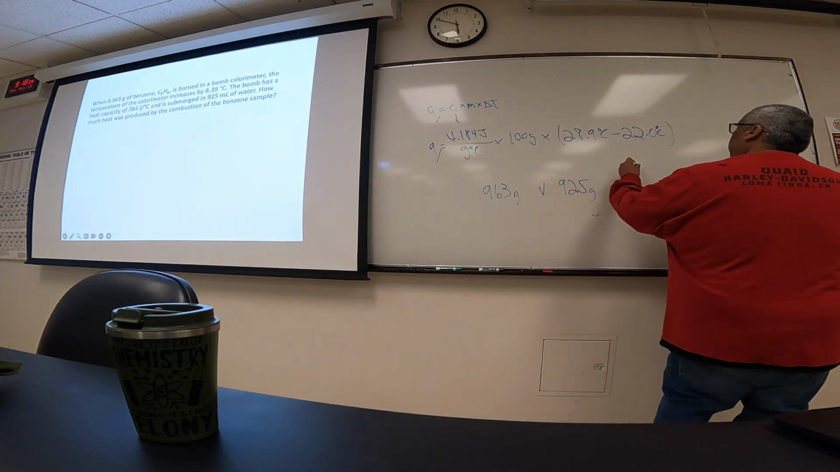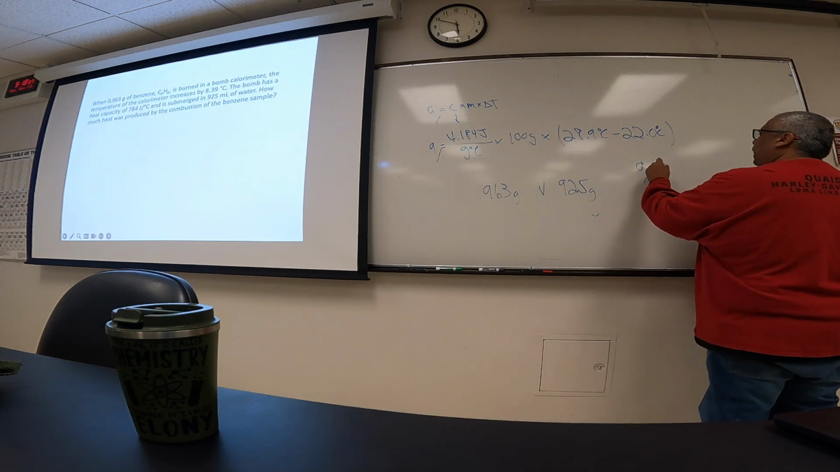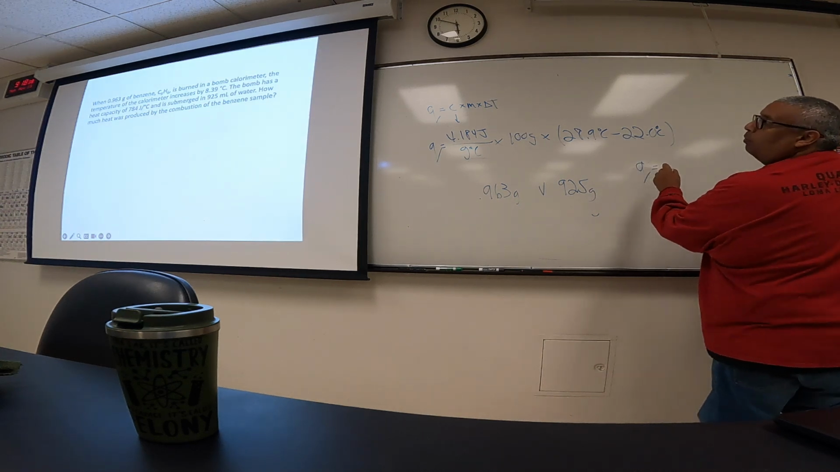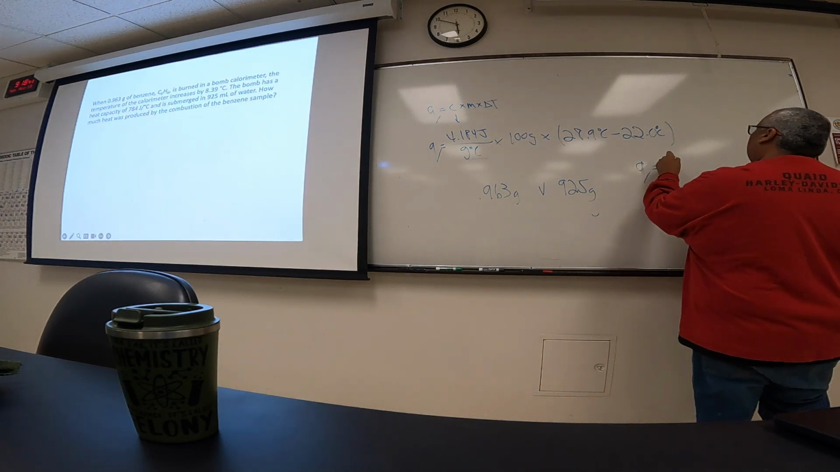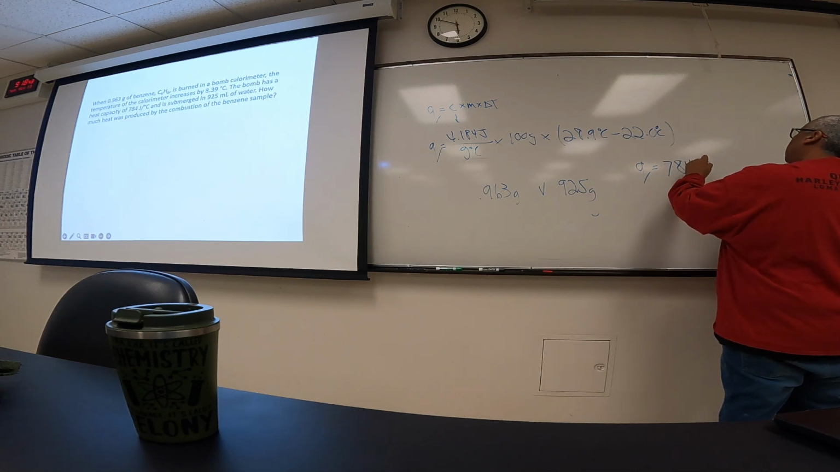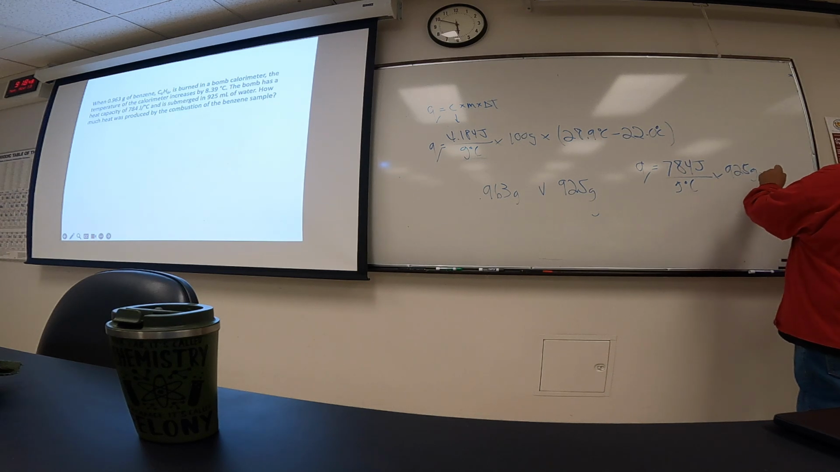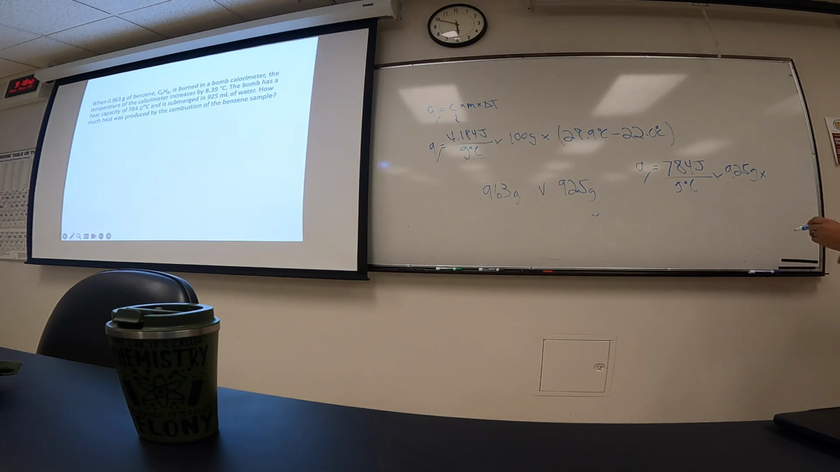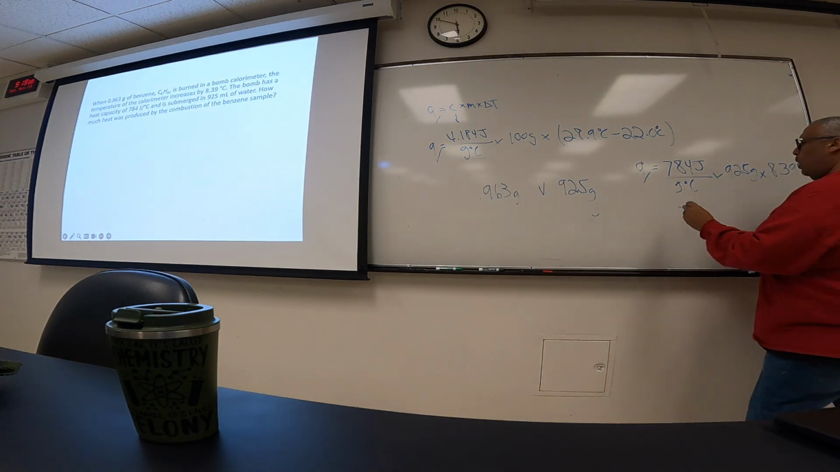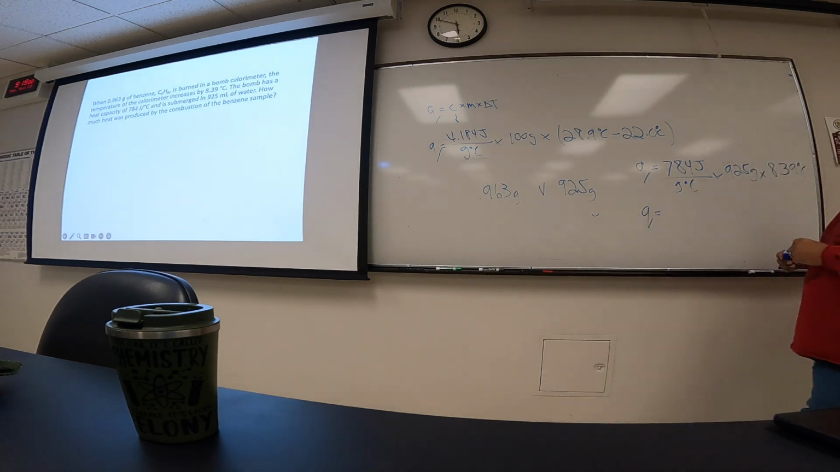So here we would say that for our bomb calorimeter, this is going to be 784 joules per gram degree Celsius times 925 grams, and our temperature change is 8.39 degrees Celsius. So how much heat is produced in that bomb calorimeter?